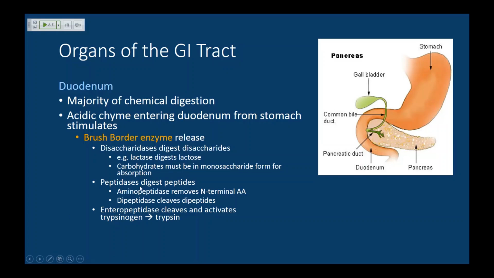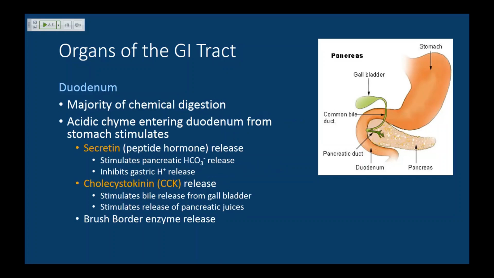Peptidases from the brush border will digest peptides. For example, aminopeptidase removes the amino terminal amino acid, and dipeptidase can cleave dipeptides. Maybe the most important brush border enzyme is actually enteropeptidase, because enteropeptidase is responsible for the cleavage and activation of an enzyme known as trypsinogen, produced from the pancreas, into its active form, trypsin. And we'll see the role of trypsin in a moment.